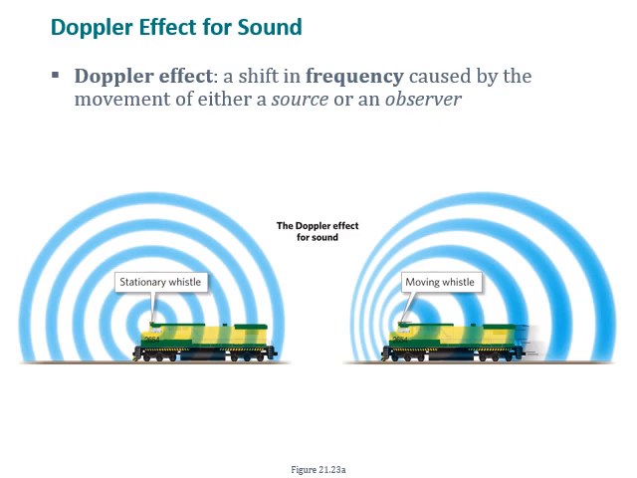The Doppler effect is a shift in frequency caused by the movement of either a source or an observer. The Doppler effect is best explained through a metaphor of a train whistle, where if we have a stationary whistle, the sound radiates out in all directions equally. However, if the whistle is moving, then the radiation of sound may seem to cover shorter distances in the direction that the train is moving.